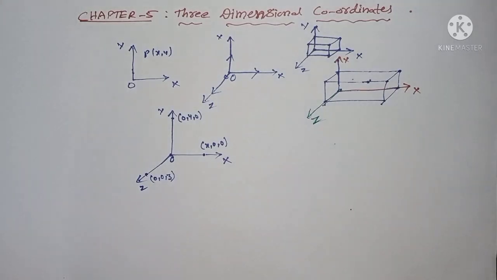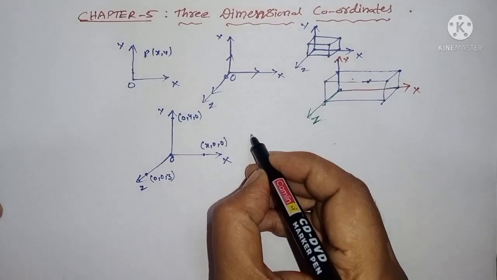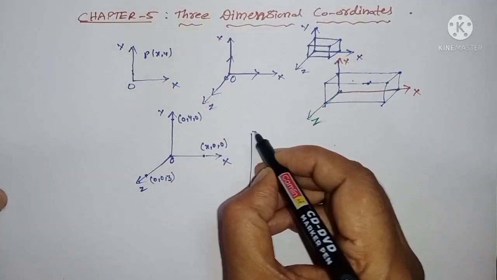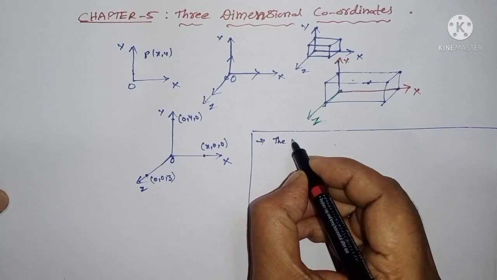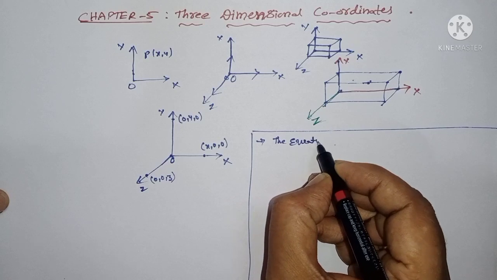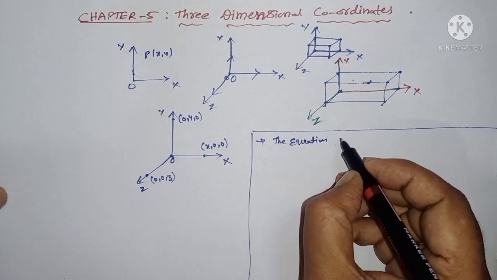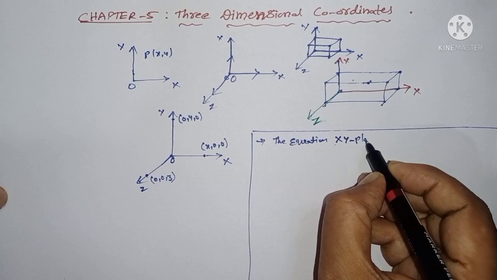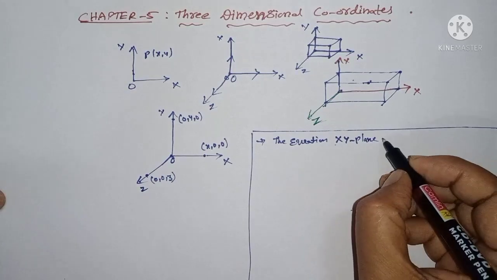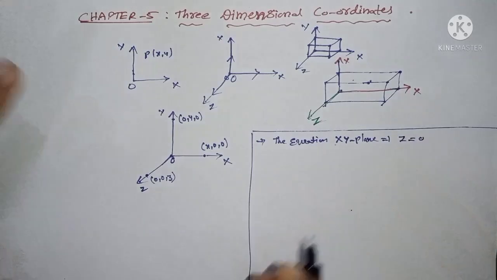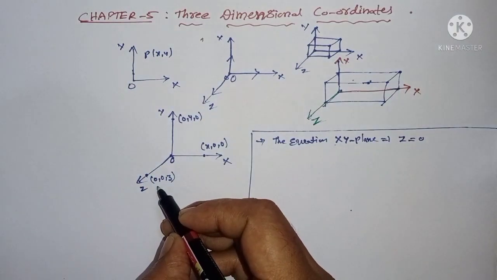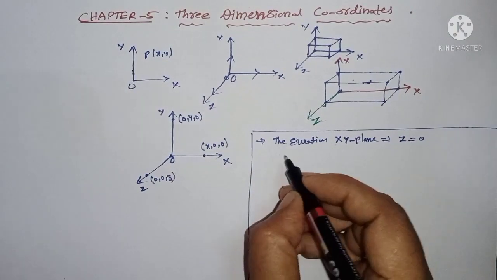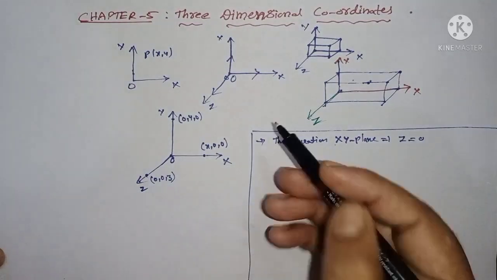This is the concept, and I am writing some important points here. First one is the equation of the xy plane. If it is the xy plane, you can write z is equal to 0, because in the xy plane the z term does not occur. Therefore the xy plane is z is equal to 0.